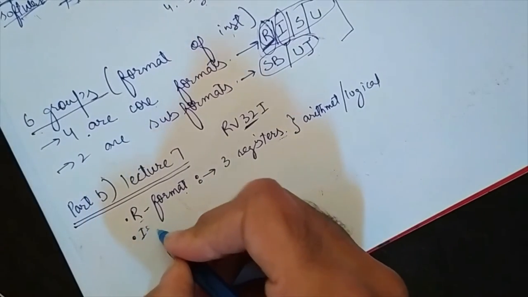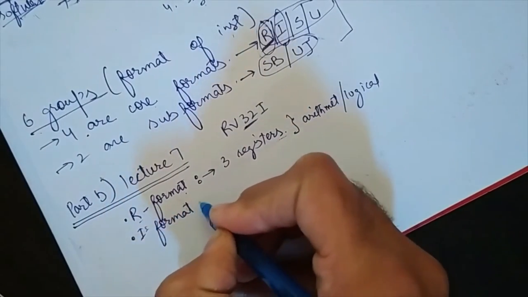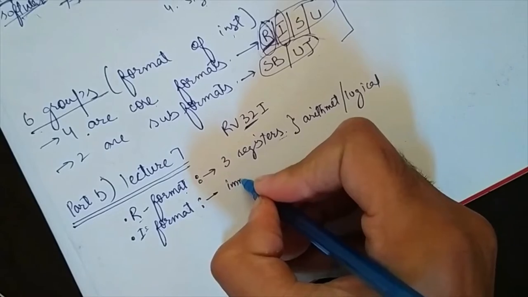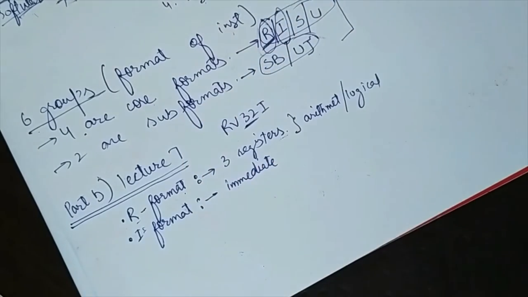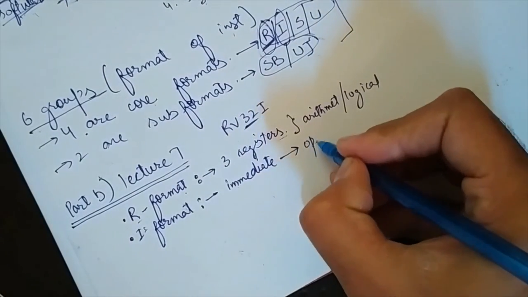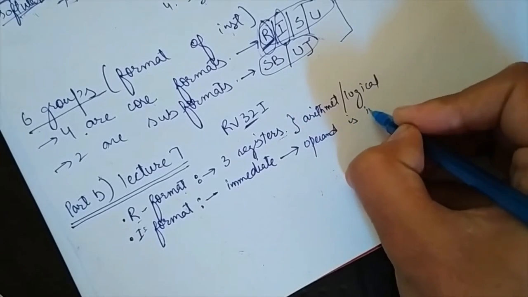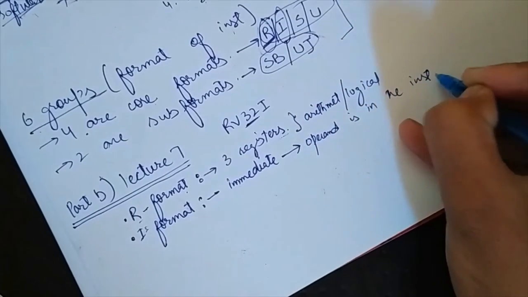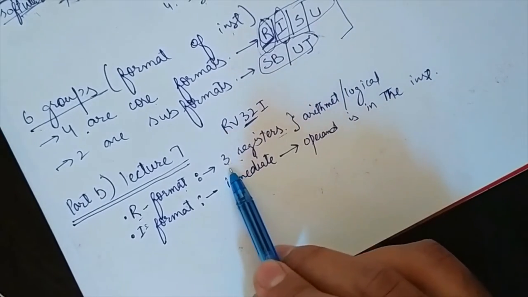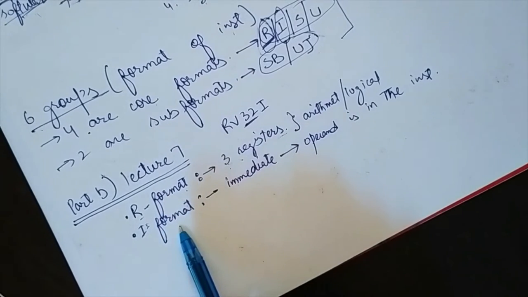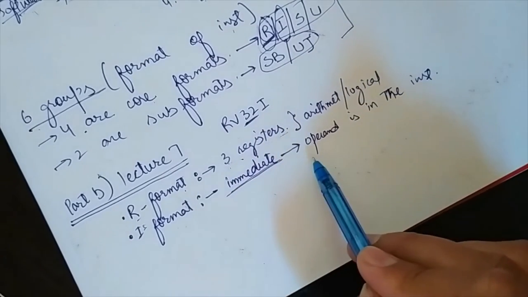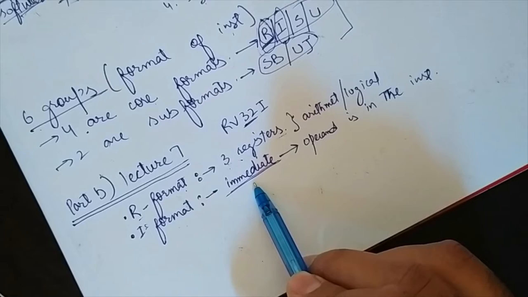I format instructions are instructions which have one operand as an immediate. What is the meaning of an immediate? Immediate means the value of an operand is in the instruction. In register mode, the values of operands are in the registers. However, in I format, these are instructions where one of the operands is specified as an immediate.